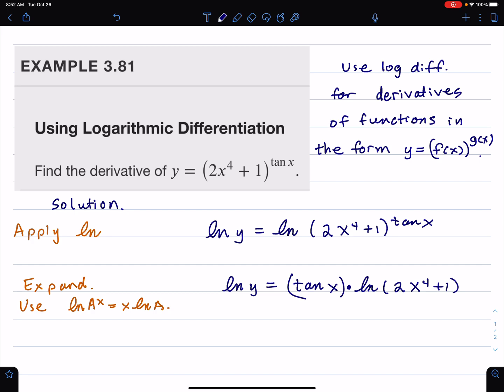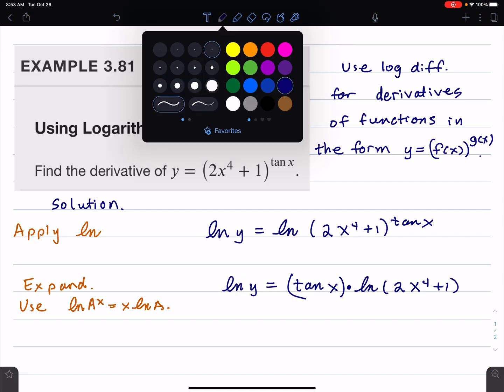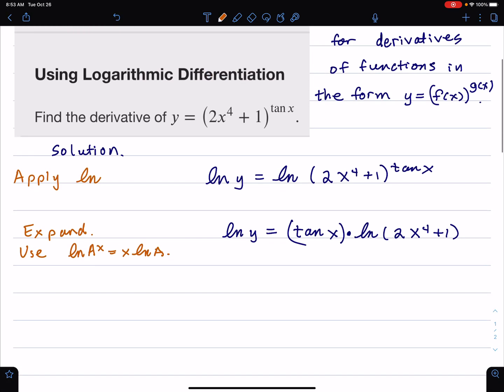Now, what happens here is that on the right-hand side, we have tangent x times ln of the base. That's a product. So keep that in mind, because when we differentiate, we're going to do the product rule. Also on the left-hand side, we're going to take the derivative with respect to x, and this is a function of y, ln of y. So when we differentiate, we are going to use, on the left-hand side, implicit differentiation. So that's the next thing we're going to do, is differentiate.